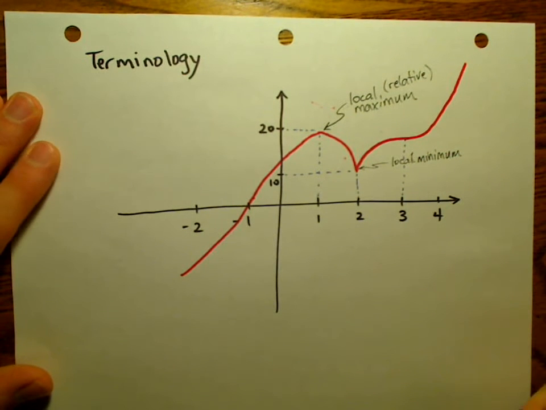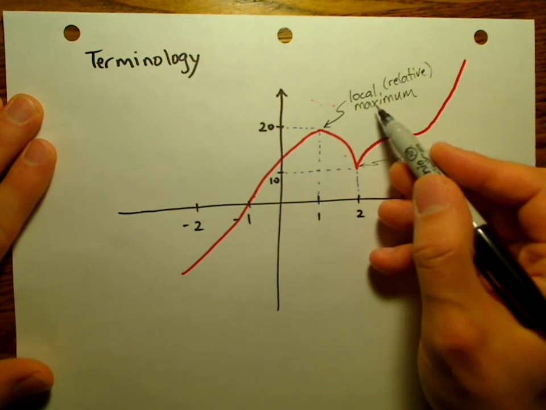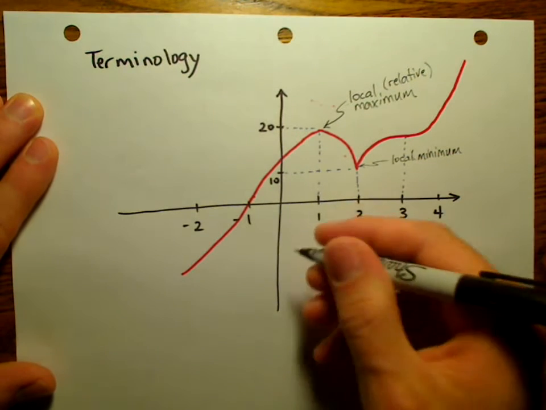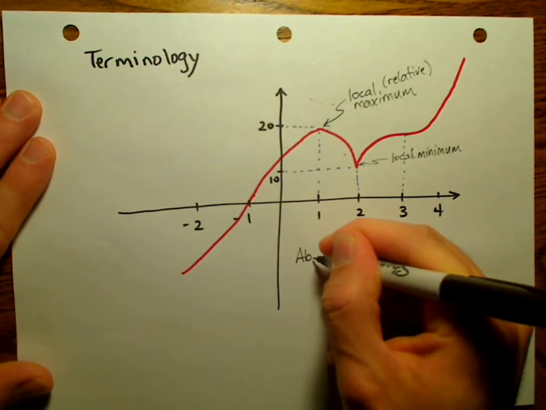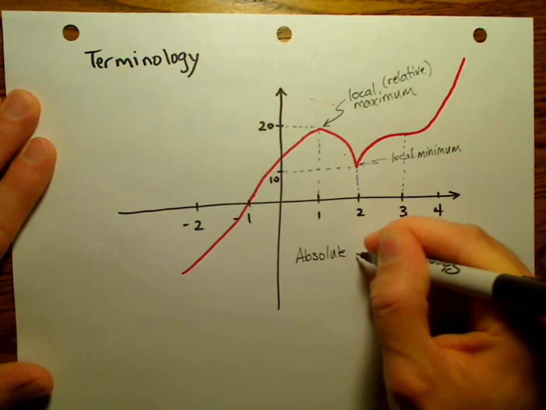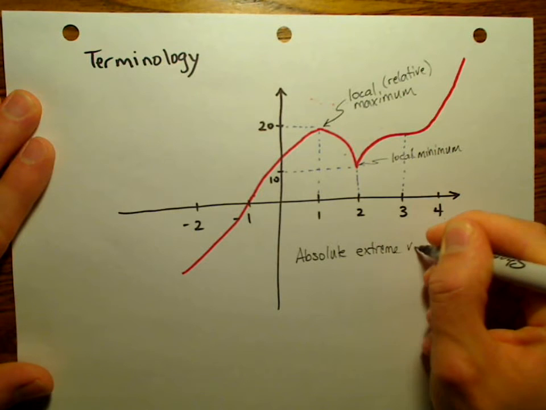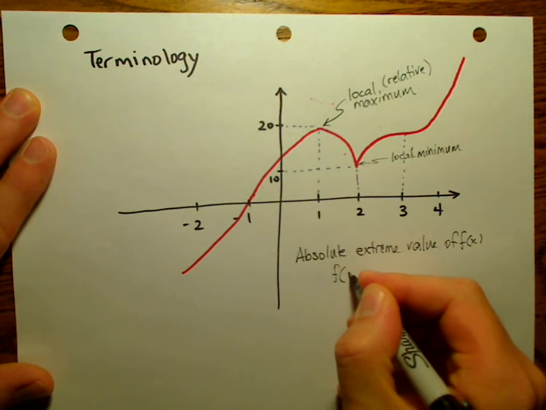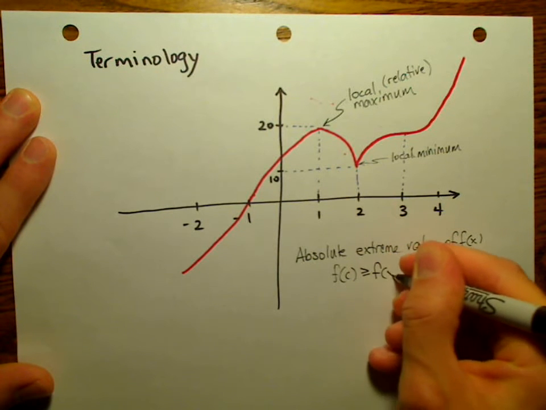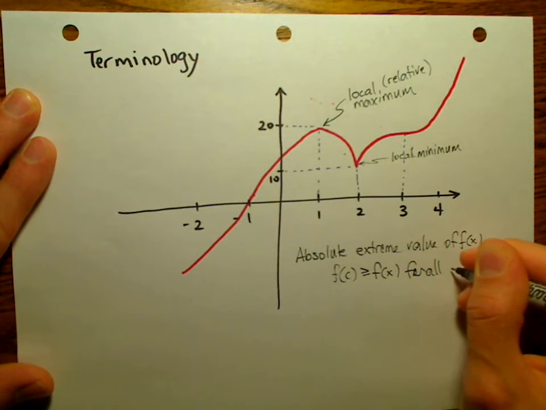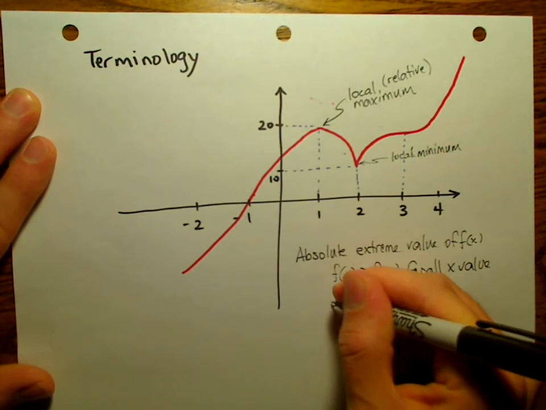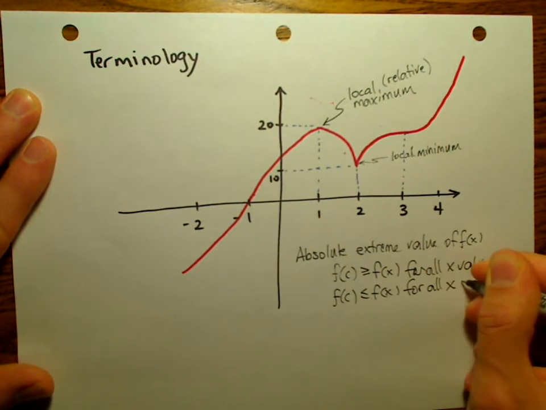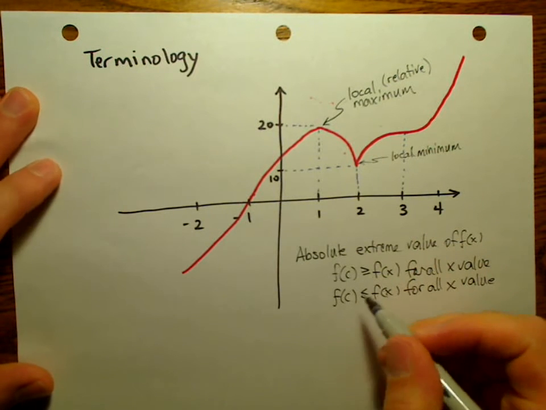And so one of the first things you've got to recognize is the difference between what are called local maxima, relative maxima, and global maxima, or absolute. An absolute maximum, or an absolute extreme value of f of x, would be a value f of c which is larger than f of x for all other x's, or smaller than in the case of a minimum, for all other x's. Or equal, since it's greater than or equal to, we're allowing ties.